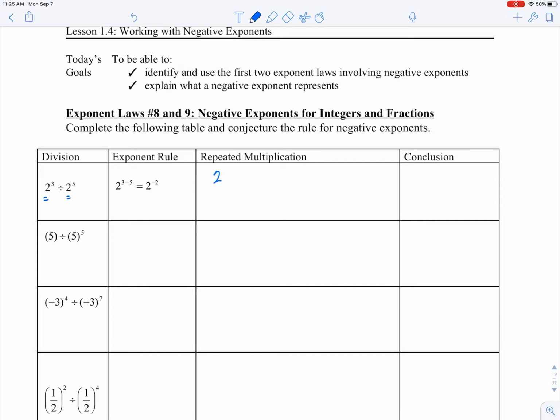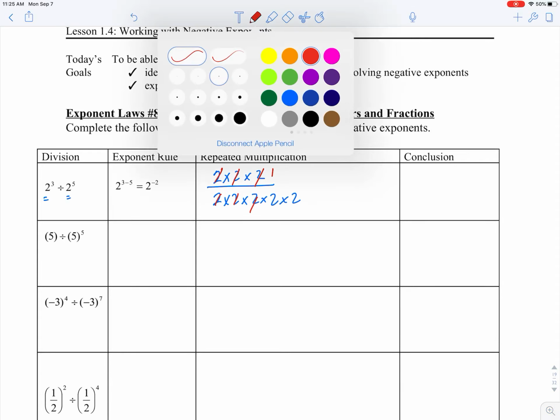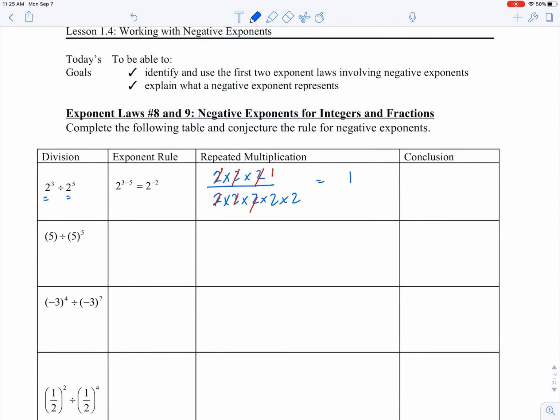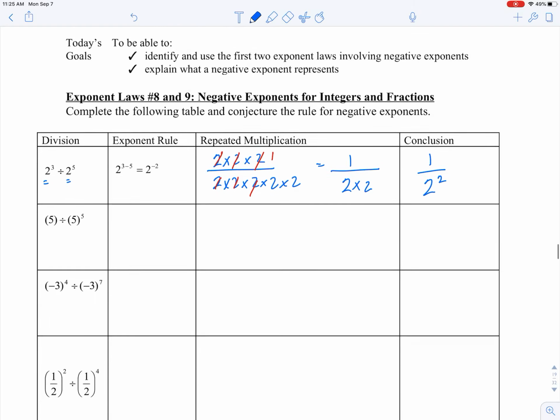But if we were to write it out old school, we'd have 2 times 2 times 2 over 2 times 2 times 2 times 2 times 2. If we were to cancel, we'd be left with 1 up top and 2 times 2 on the bottom, which would be the same as 1 over 2 squared on the bottom.